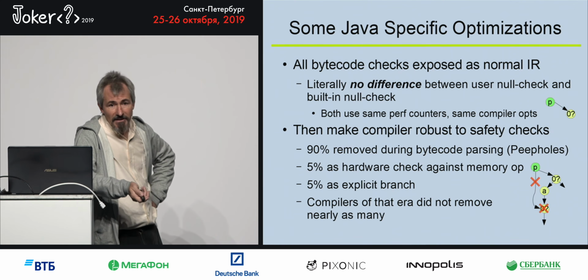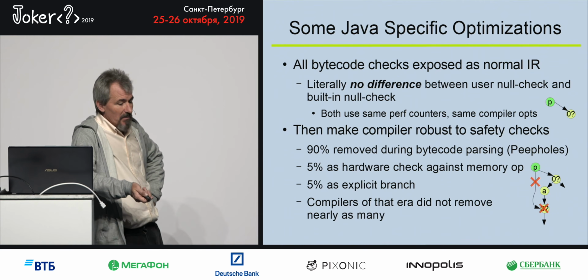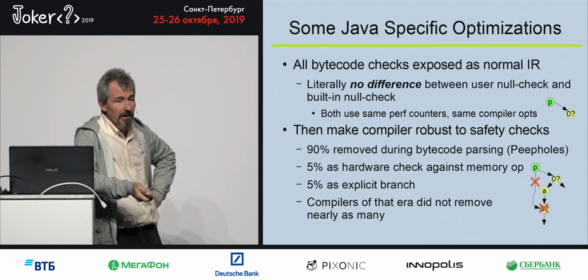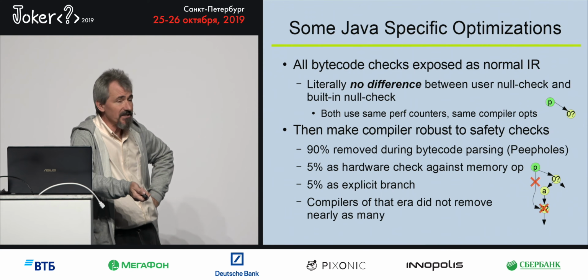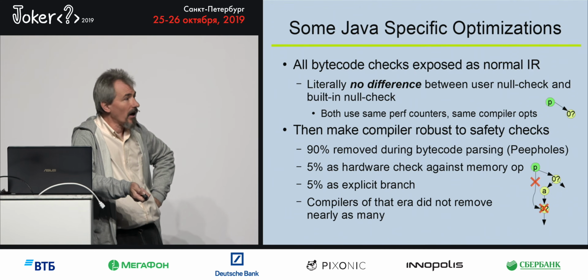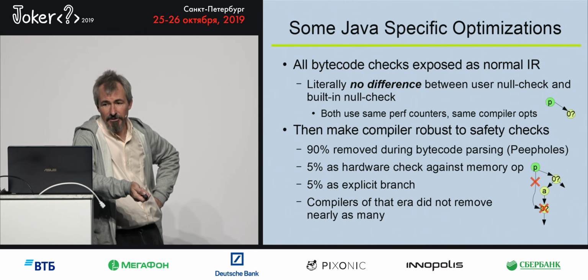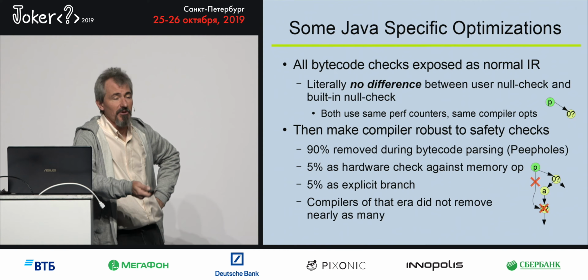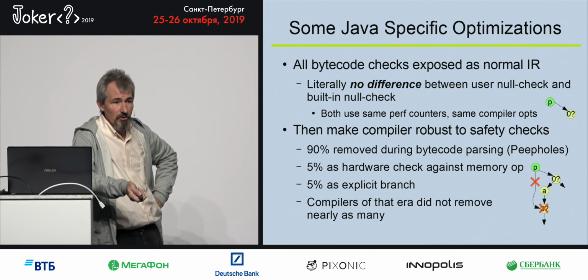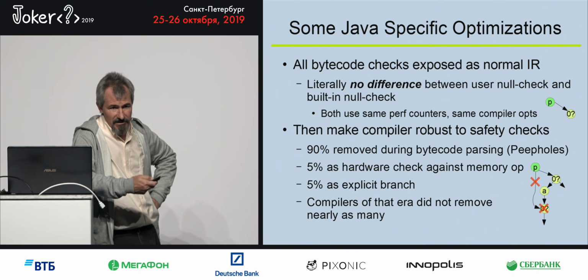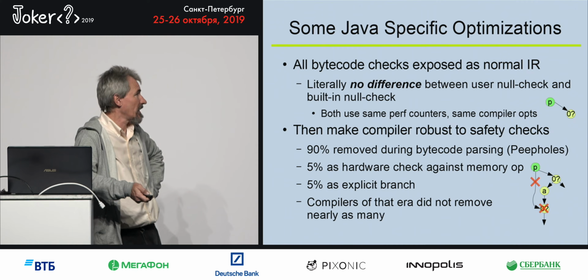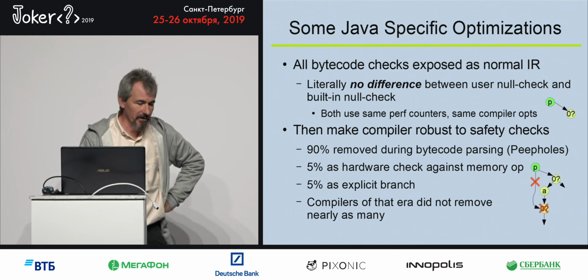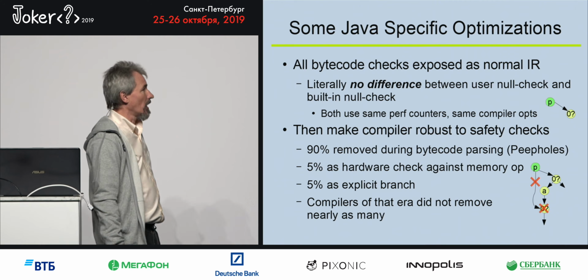So then I made the compiler robust to having huge counts of safety checks. In particular, 90% of your null checks get eliminated during bytecode parsing by peephole optimizations. Like a huge count of them just go away before they ever get out of bytecode parsing. This is actually a compile speed issue because the IR without doing peepholes is 4 times larger coming out of bytecode parsing if you don't do the peepholes then and do them later, which turns into a whole lot more slowdown later, because you eventually get rid of them all, but it takes a while. Much faster to get rid of them during parsing. Okay, fine. Once you've decided that you can't get rid of a null check, there are 2 strategies. One is a hardware check against a memory op.